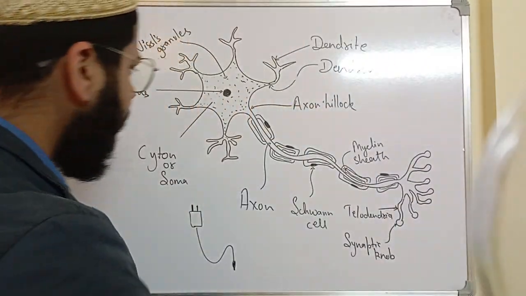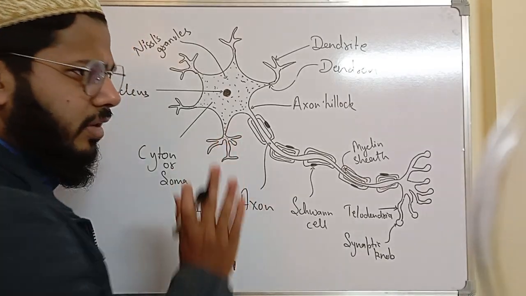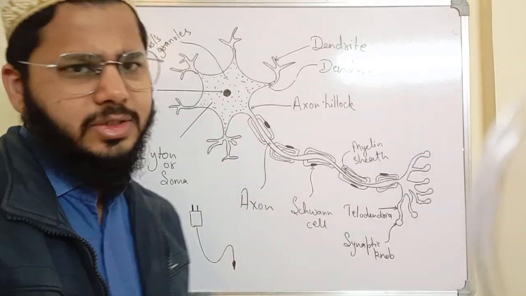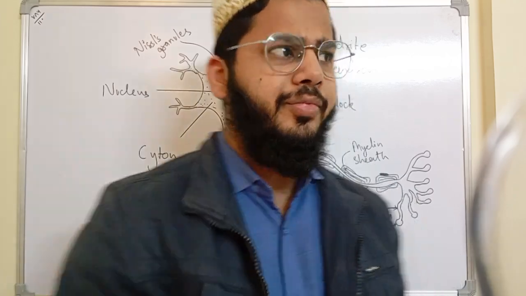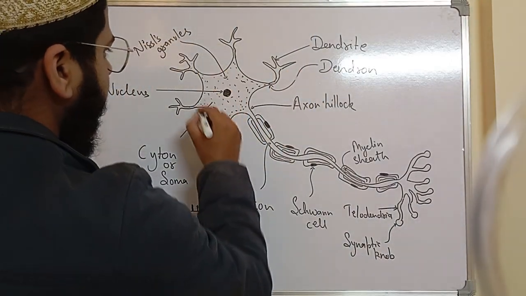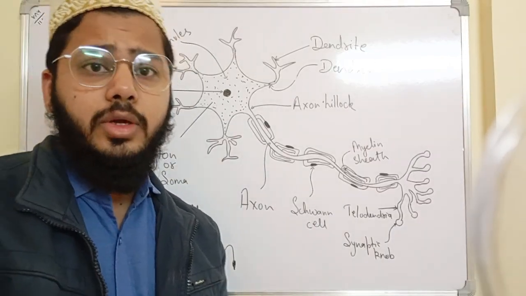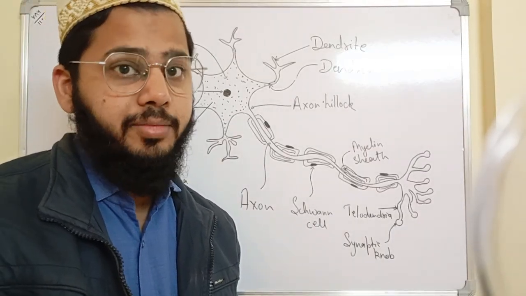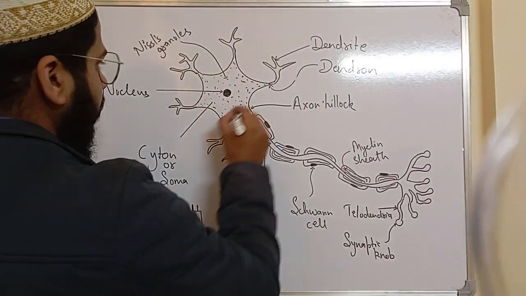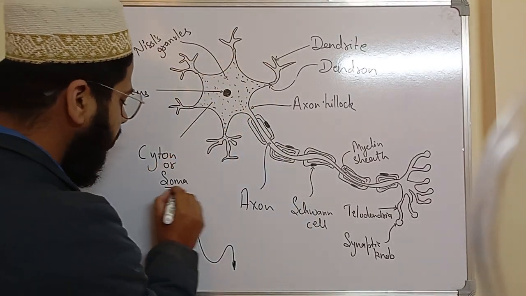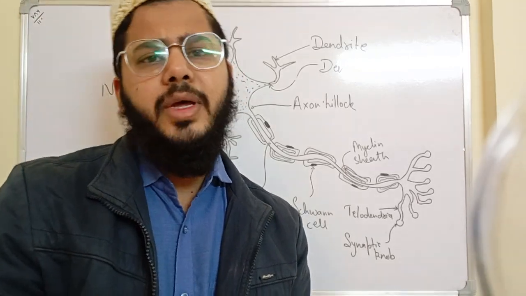Now, neuron. How can we compare this charger with the neuron? Let's discuss the various parts of a neuron and their function. First of all, as you may know, neuron is the longest cell in the human body. It may be up to 1 meter long. This part of the neuron is called cyton or soma. It is also called cell body. It is also called perikaryon.